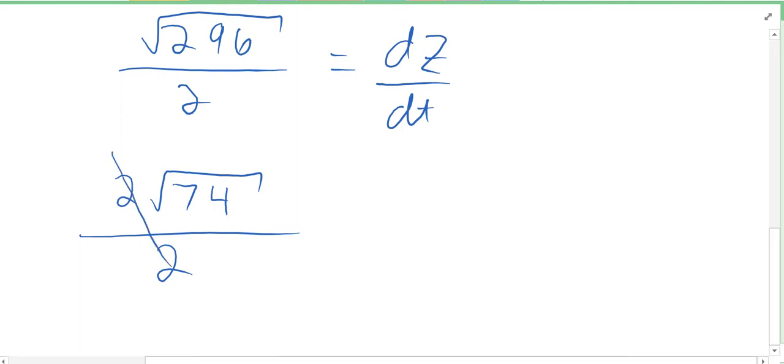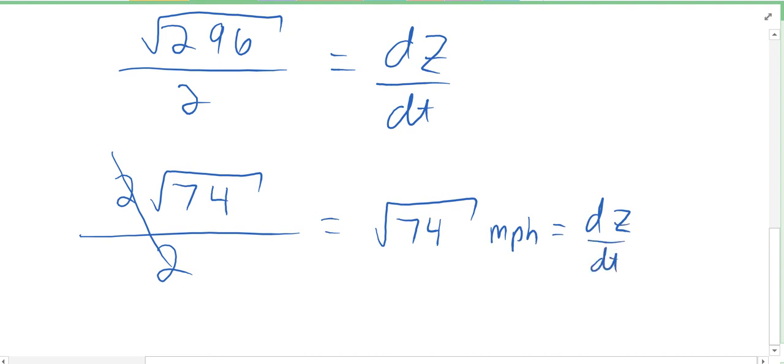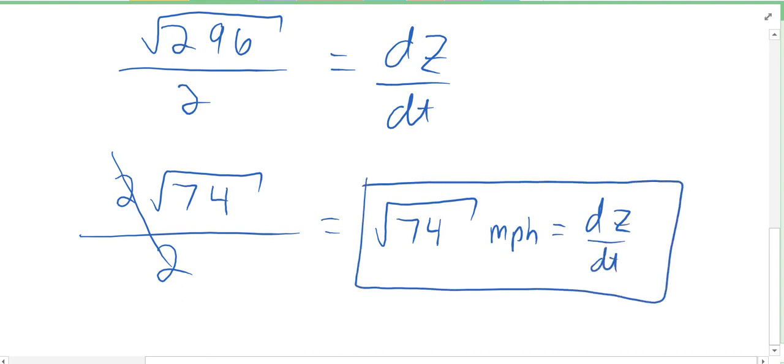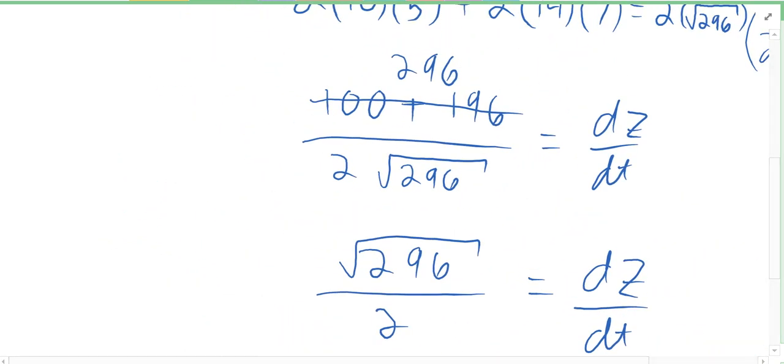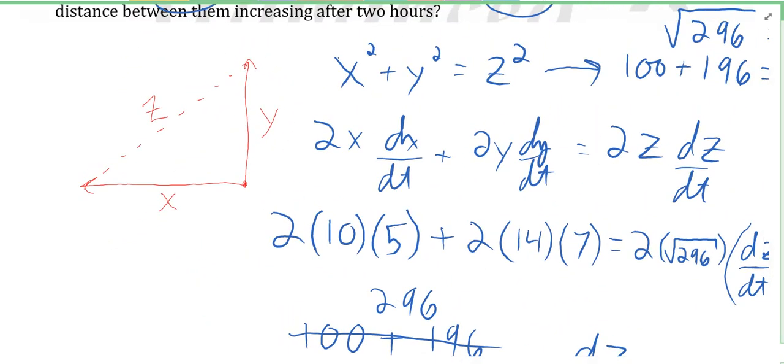And I don't think square root of 74 simplifies down at all, right? What is that, 37 times 2? Yeah, so it doesn't work out for us. So we get the square root of 74. What are the units on that? That is miles per hour. Okay, and that's just, again, at that exact moment in time, how fast the distance between them is growing. That's all we just found.